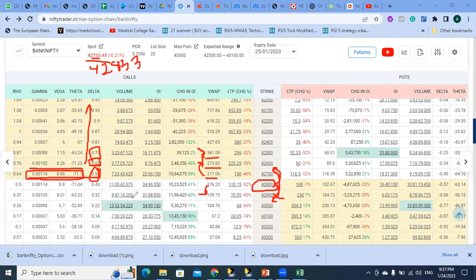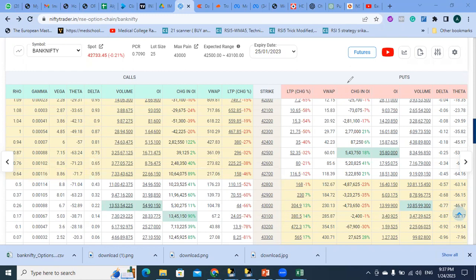Okay, this is how we judge how to calculate the value of the price of the premium when the Bank Nifty or an underlying is moving. Clear?